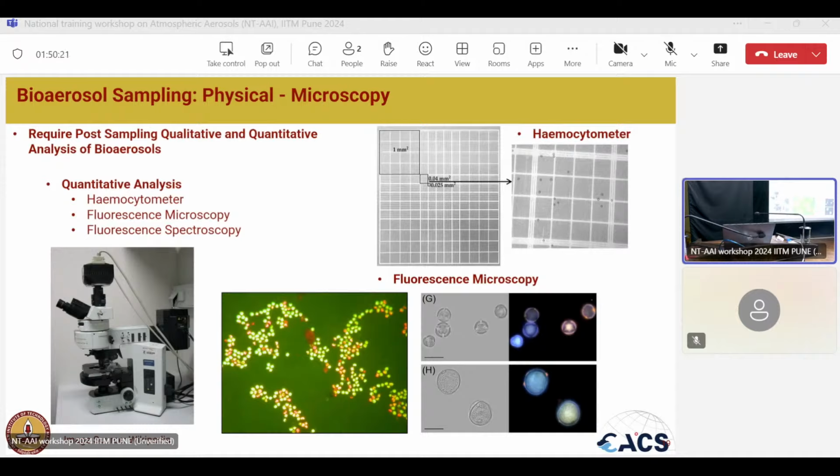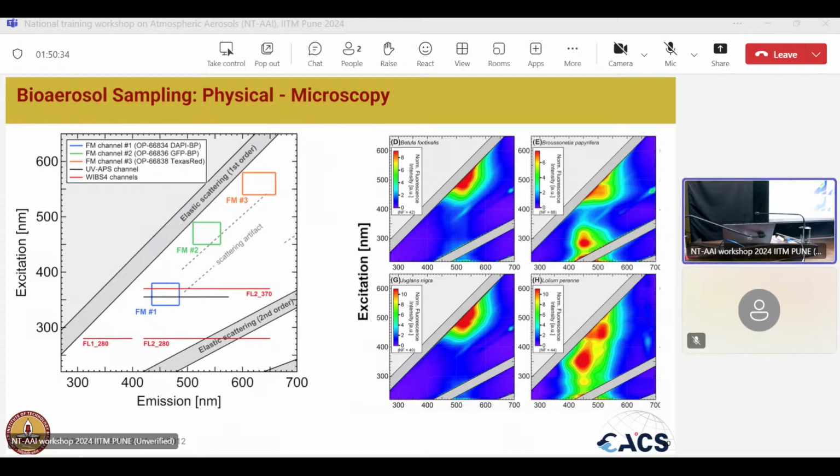As far as fluorescence microscopy is concerned, I'll talk about it. We have one in our lab. This is what a hemocytometer really looks like. You could actually count how many colonies there are like this. Let's talk a little bit about microscopy, and now the fluorescence microscope.